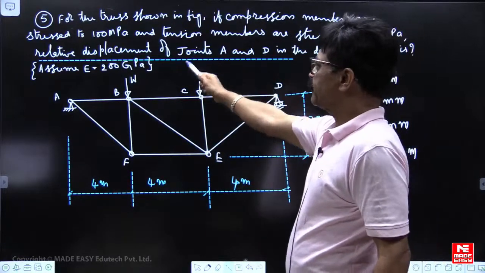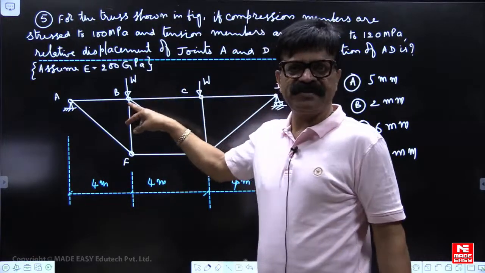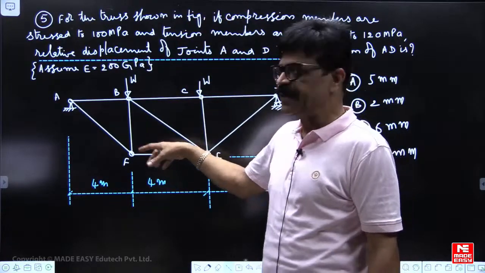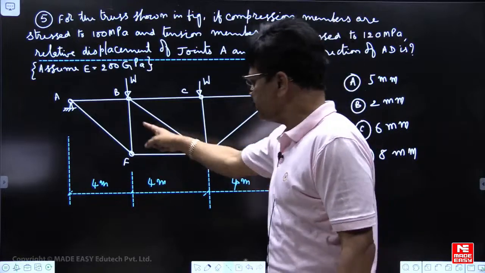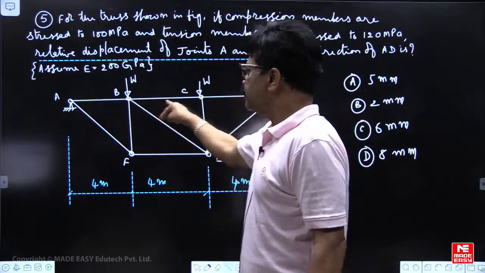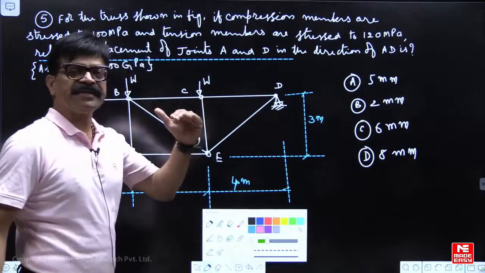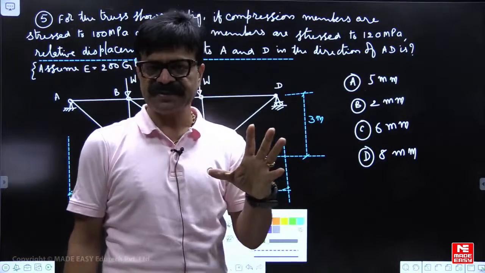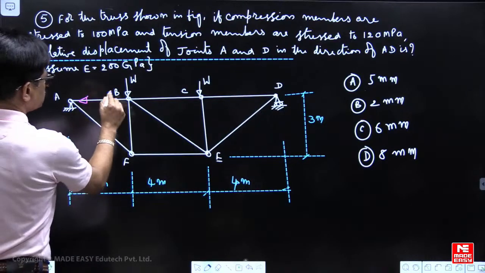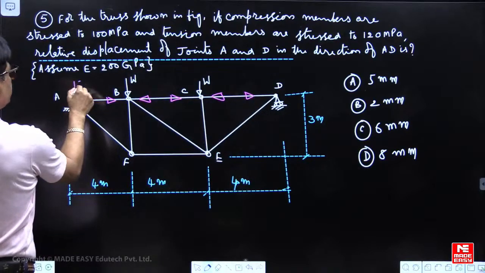See here. Another point you have to remember is, this is a simply supported truss. In a simply supported truss subjected to downward loading, top chord members are under compression, bottom members are under tension. That's what we have learnt. So this is our line of thinking. What are the members subjected to compression? All top members are under compression. Stress is 100 MPa.